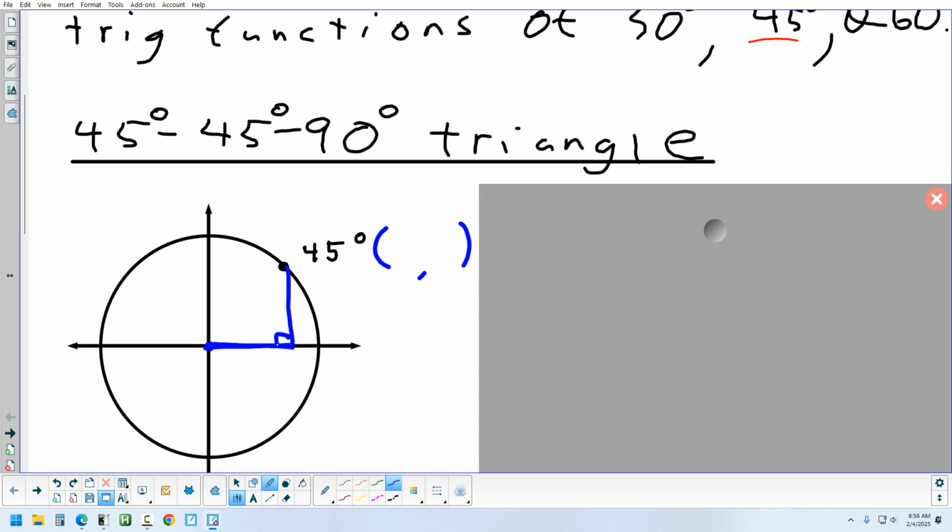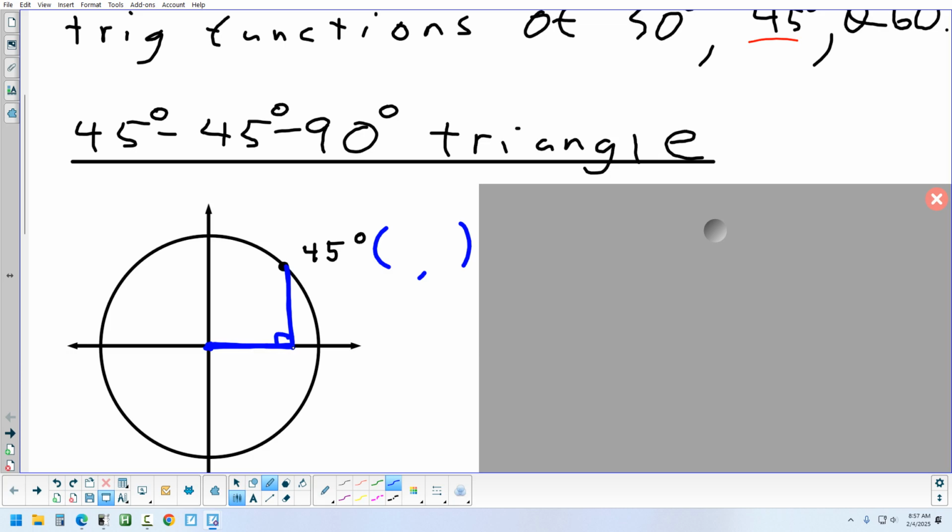I don't know how far to the right I have to go, and I don't know how far up. But if you measure that, and you measure that, how are those 2 distances going to compare? They are going to be the same. For a 45-degree angle, you go right and you go up the same amount. That's a 45. Now, to figure out the coordinate, we're going to have to draw a shape in here. So we're going to have to add a line segment to make a shape.